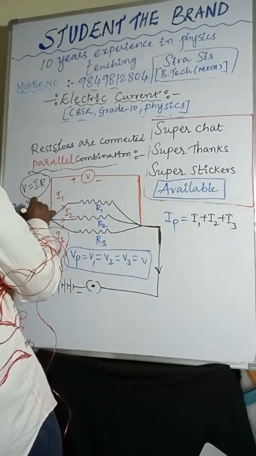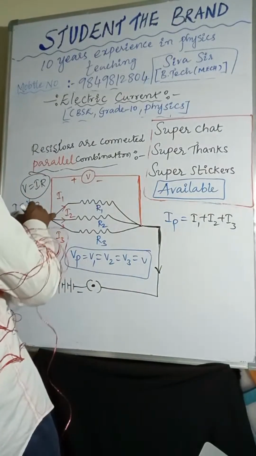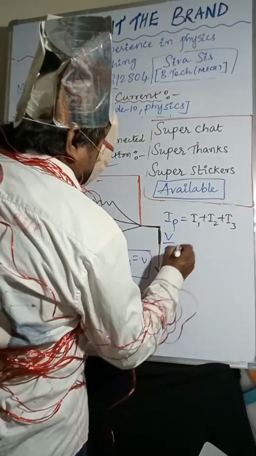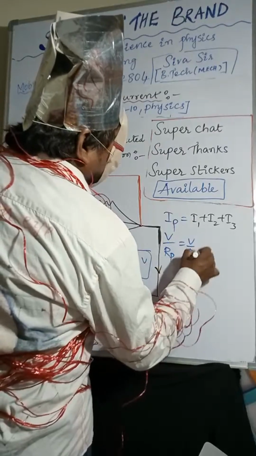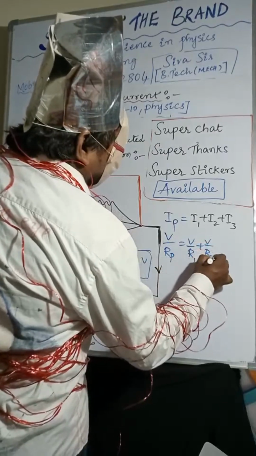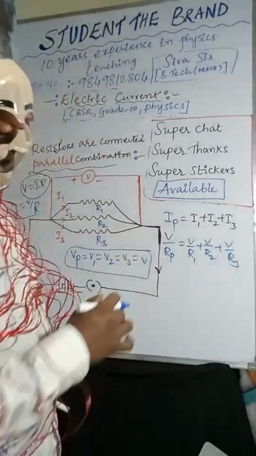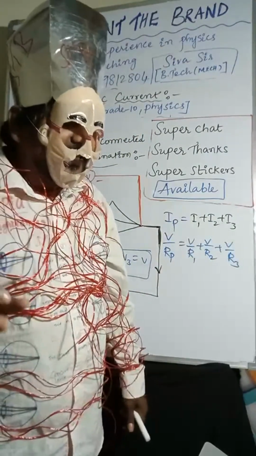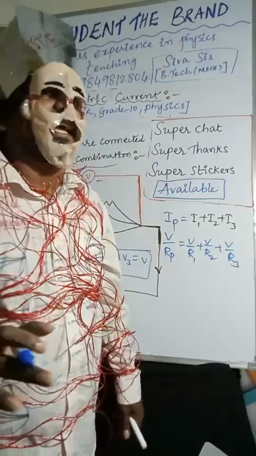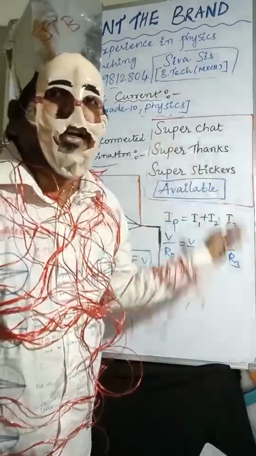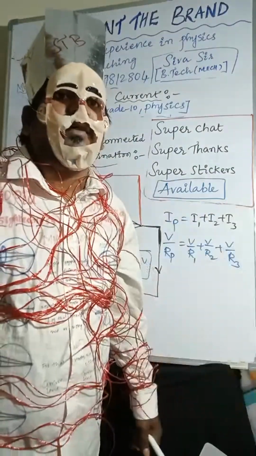I equal to V by R, because potential difference is the same. That's why I'm taking V by RP equal to V by R1 plus V by R2 plus V by R3. So in this, as I said, potential difference is the same in parallel combination.